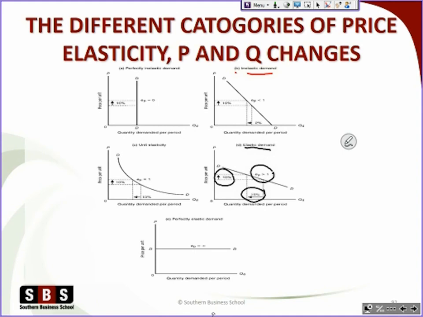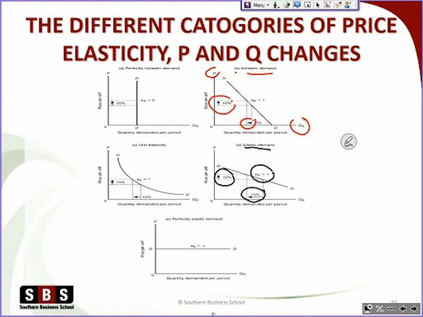So, elastic and inelastic. Inelastic is where, if you draw the demand curve, you draw the slope steeper. Then you can easily demonstrate that if there's a 10% change in the price, there'll only be a 2% change in the quantity. So if there's a big change in the price of 10%, it will only cause a 2% change in quantity demanded. Okay.